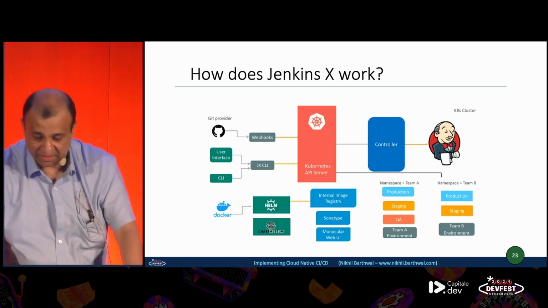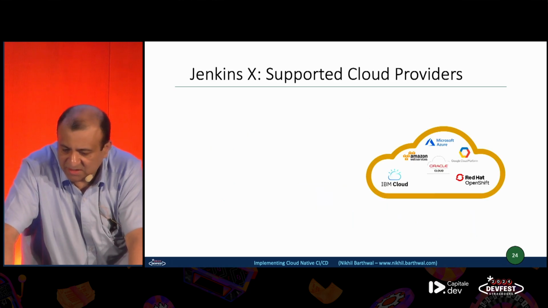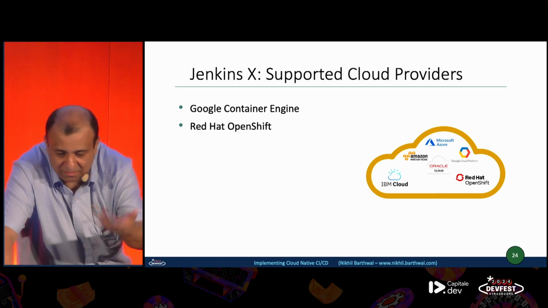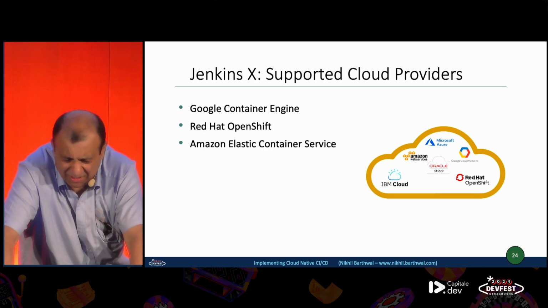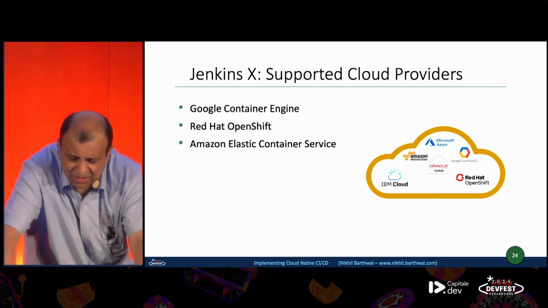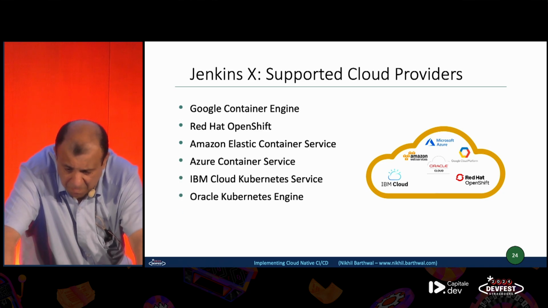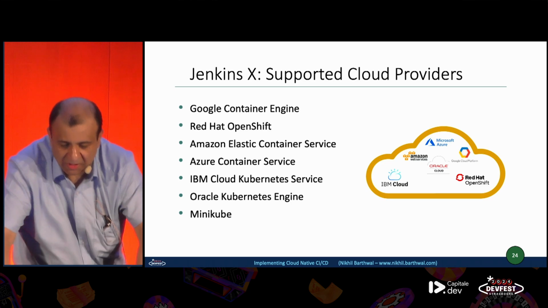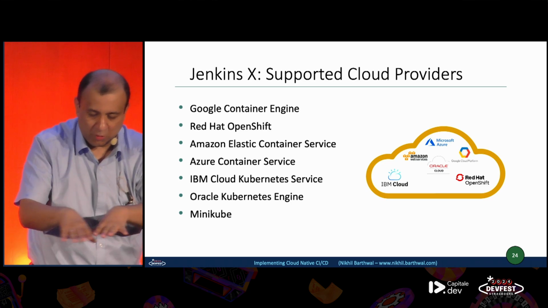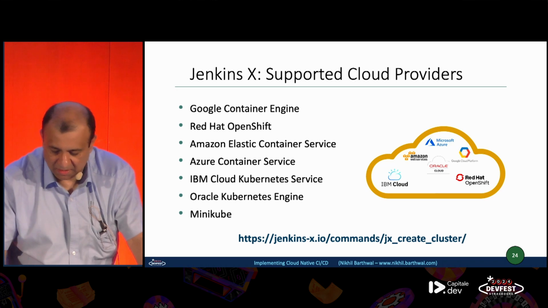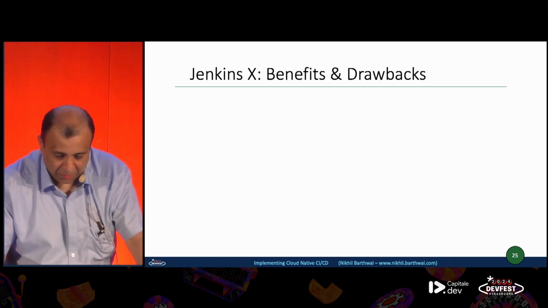Jenkins X, like Jenkins, supports many, many cloud providers, common ones being Red Hat OpenShift, which is now IBM. I saw their booth outside. Amazon AWS, Google, etc., etc. Okay, and Minikube. Minikube is essentially Kubernetes for your local machine. So that's Jenkins X. They have a CLI also.